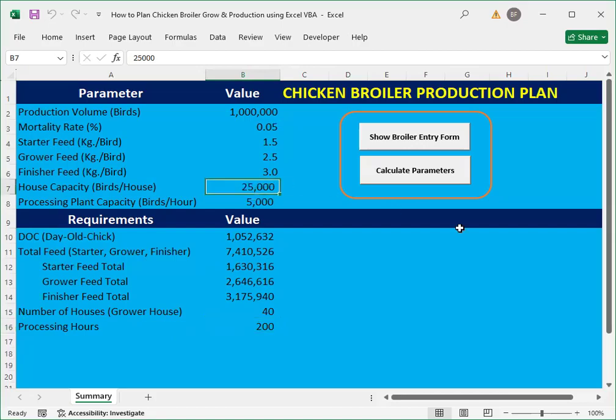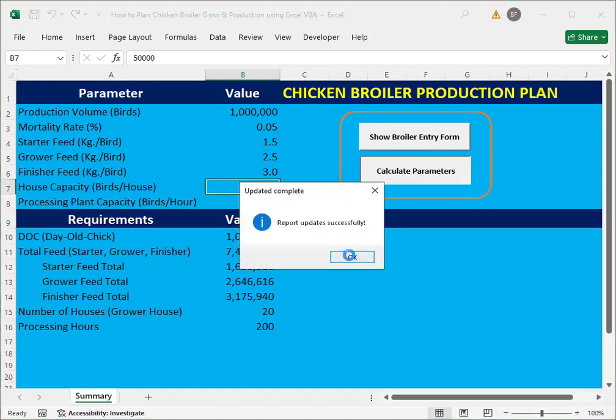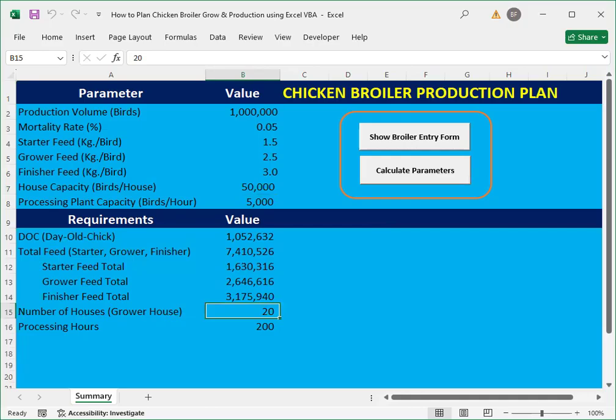Let's say we have bigger houses. Let's say the capacity would be double, 50,000, right? 50,000 birds that will fit per house. Calculate that. Okay, what happens? We only need 20 houses. So that is also a big cut, especially if they are company-owned houses, a big cut of the houses. Because if we only have 20 houses, then that would be good to plan 1 million per cycle.